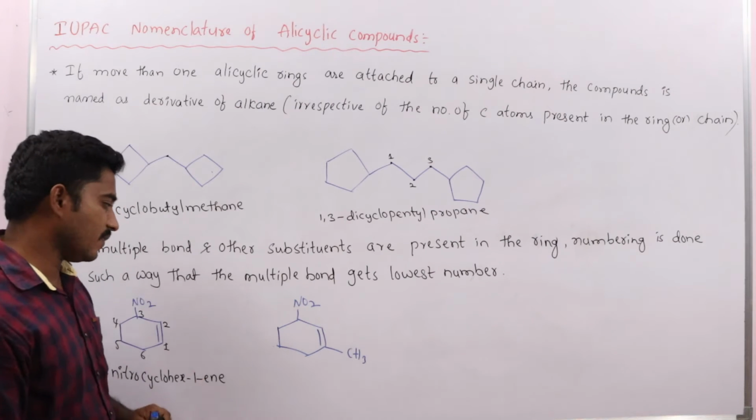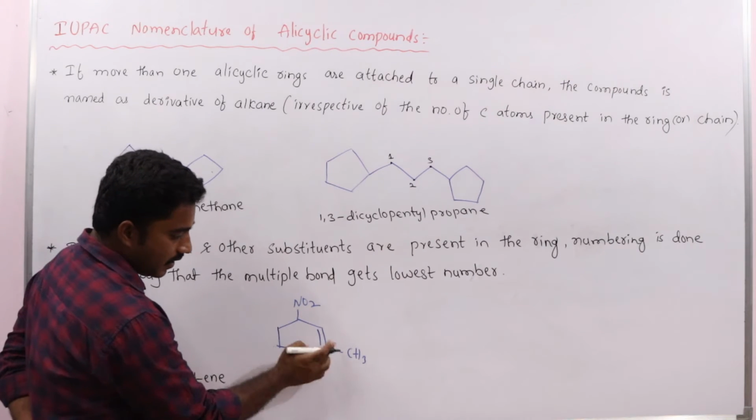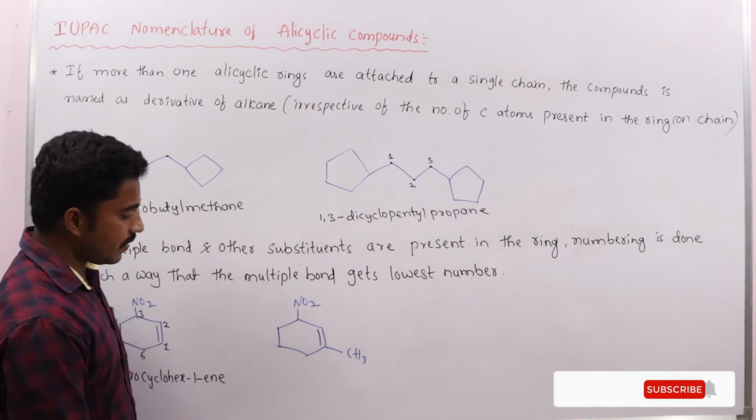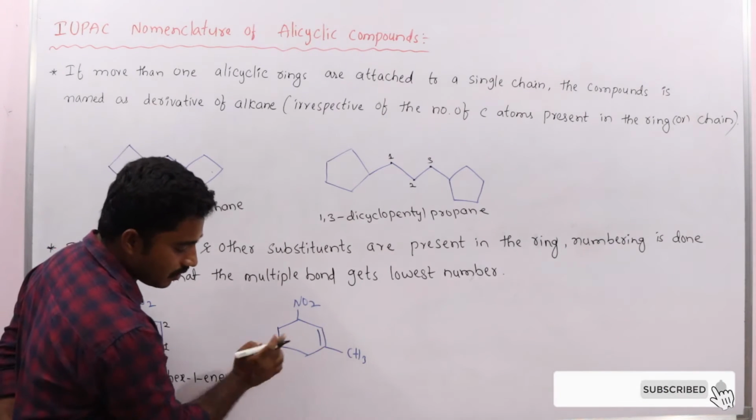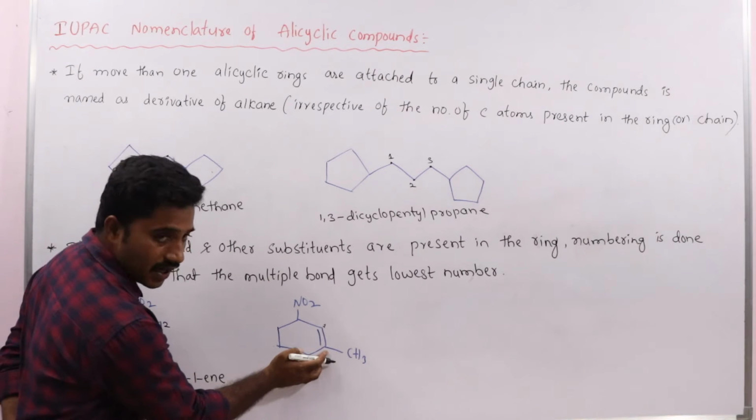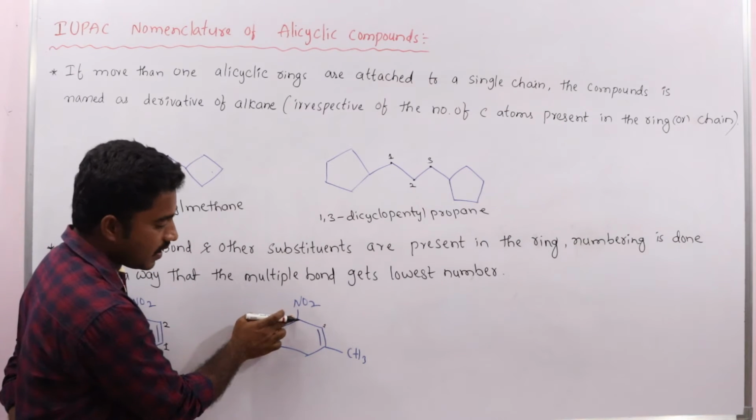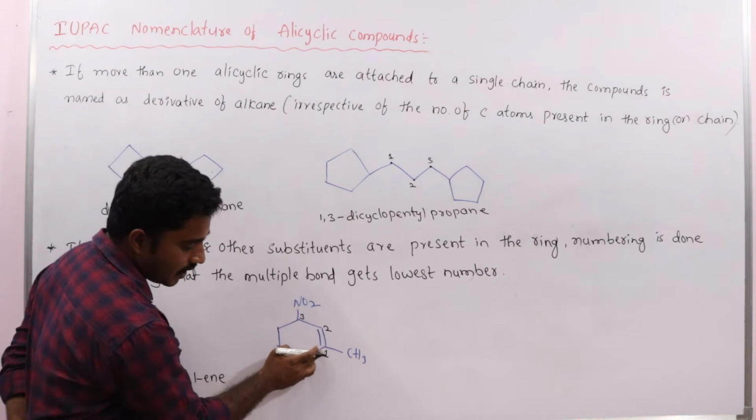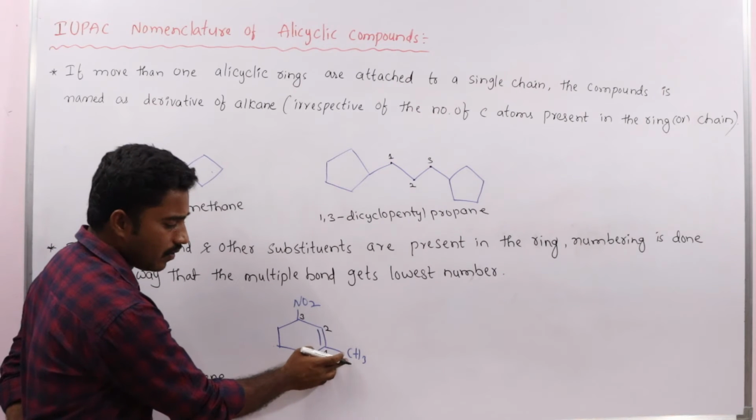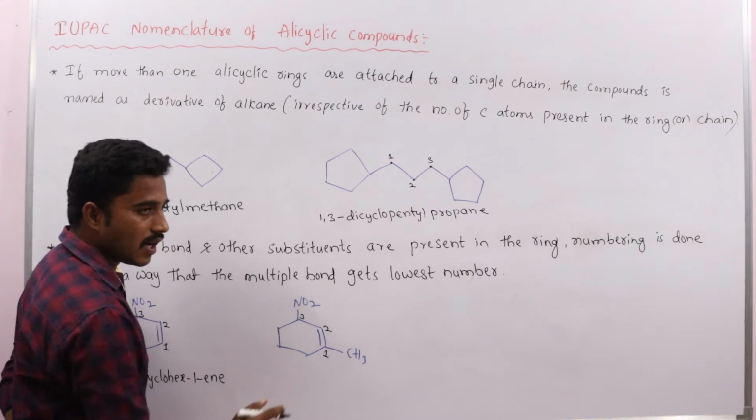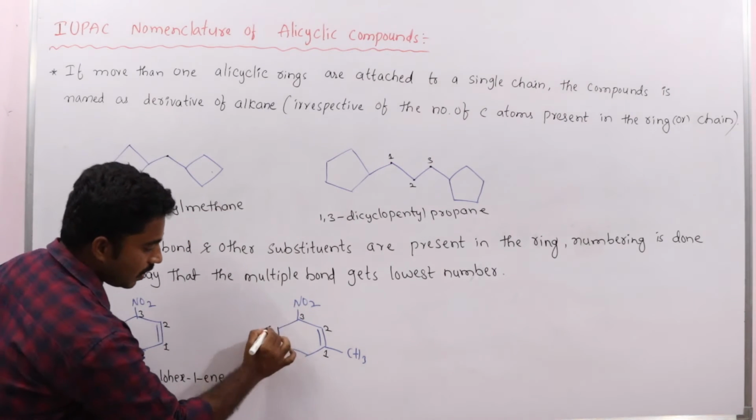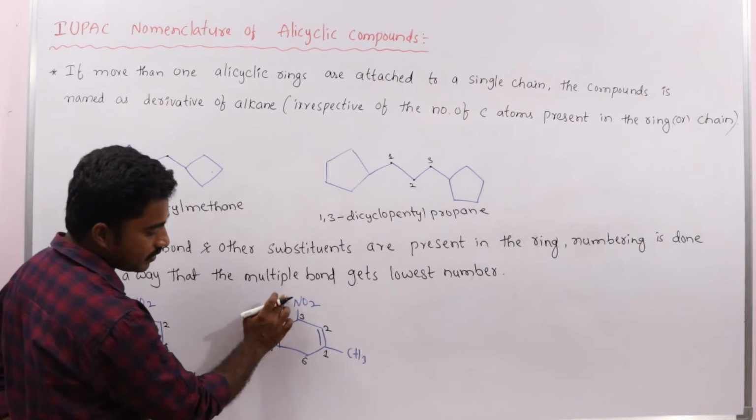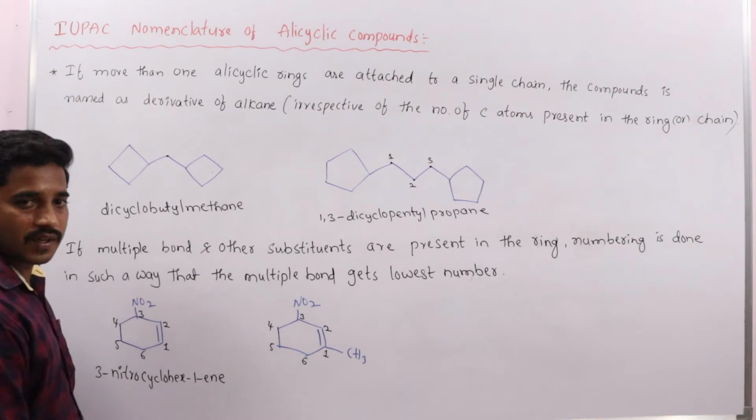In this molecule you see here a nitro group is there, here a methyl group is there, as well as a multiple bond, a double bond, is there. Then from where should we start the numbering? From here or here? If you start numbering from here, this will get second position, this will get 6th position. That is not correct. That's why we should start numbering from here, 1, 2, 3. The double bond is getting first position as well as methyl getting first position, NO2 getting third position, lowest numbers. 3, 4, 5, 6. Then we should write here 3 nitro is there, 1 methyl is there.